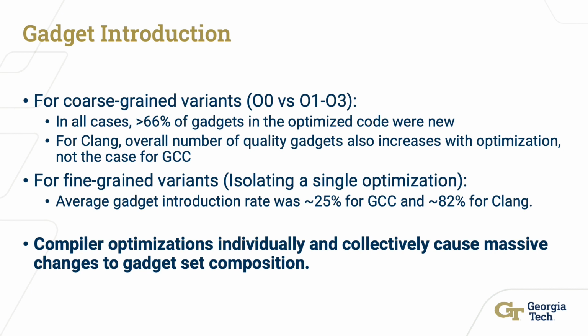Across our fine-grained variants, we observed that the average gadget introduction rate was approximately 25% for a single optimization in GCC-produced binaries, but was a striking 82% for a single optimization produced in Clang binaries. Ultimately, our analysis allows us to conclude that compiler optimizations, individually and collectively, cause massive changes to gadget set composition.